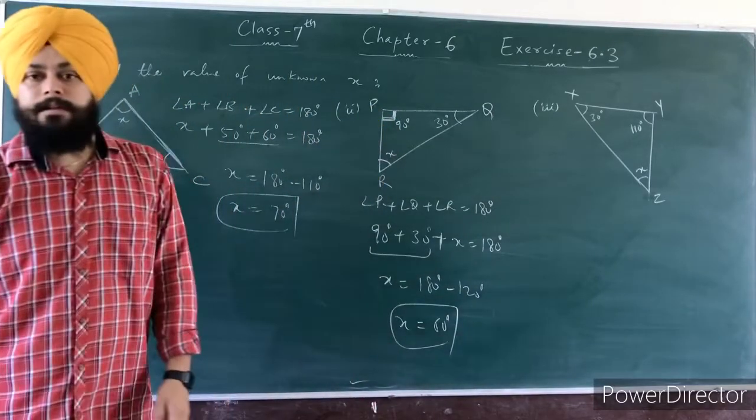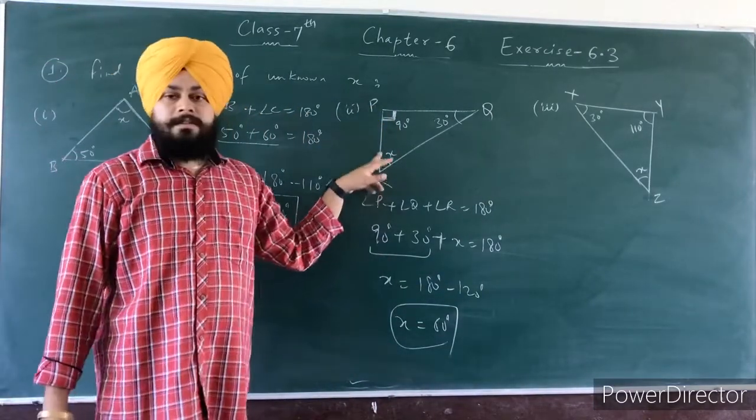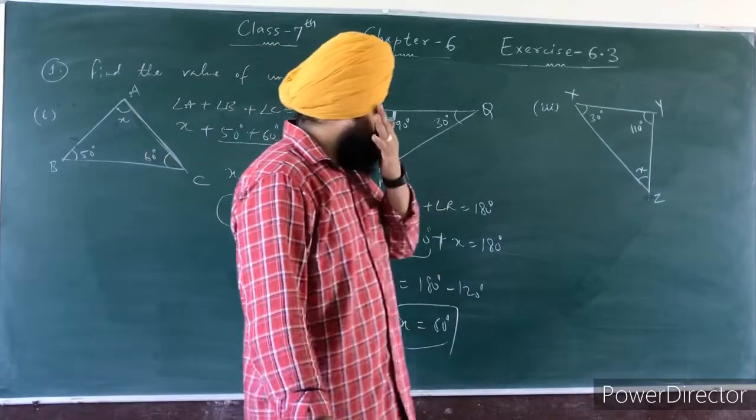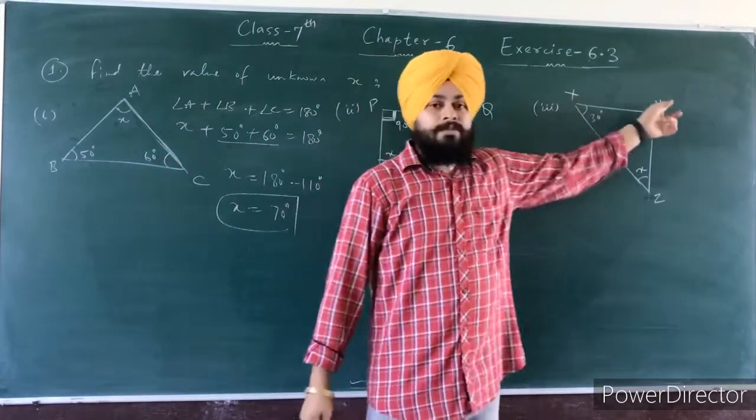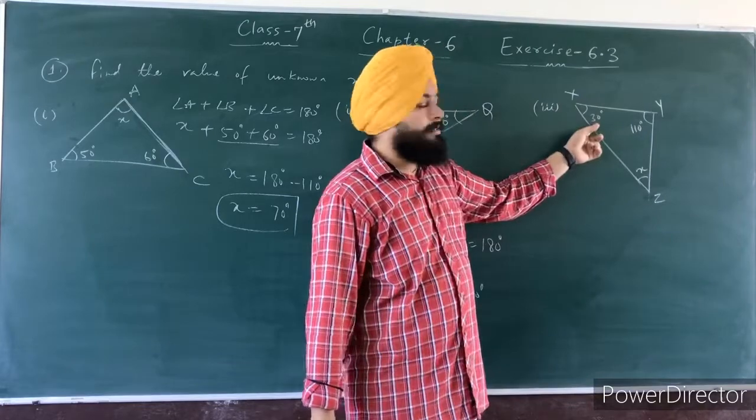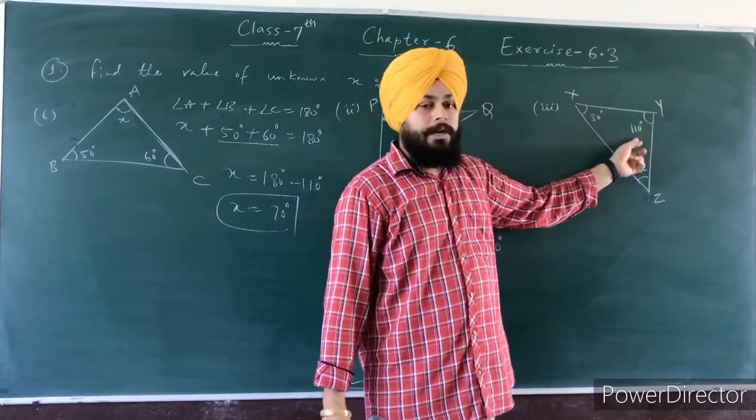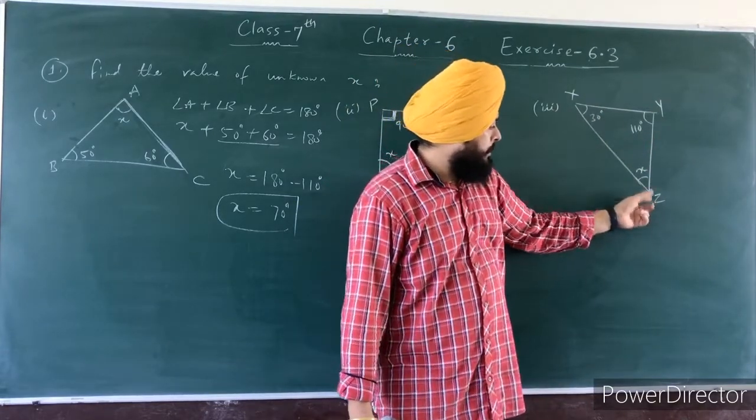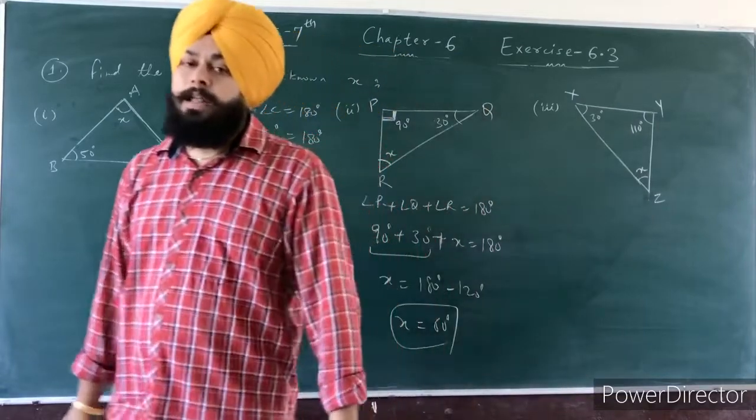60 degree. Therefore, measure of angle R is 60 degree. Next, third part: the name of the triangle is XYZ. Measure of angle X is 30 degree. Measure of angle Y is 110 and measure of angle Z is x. So we have to find the missing angle x.